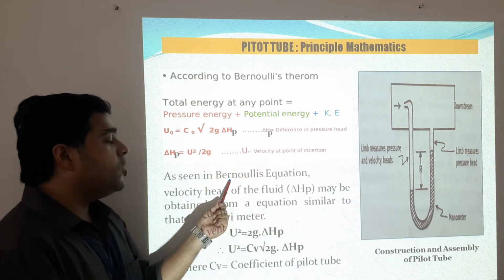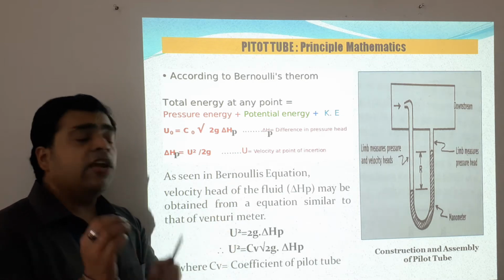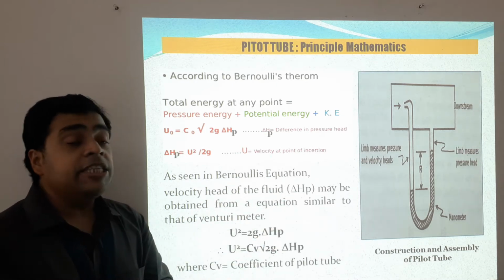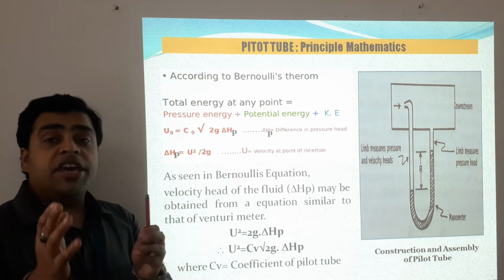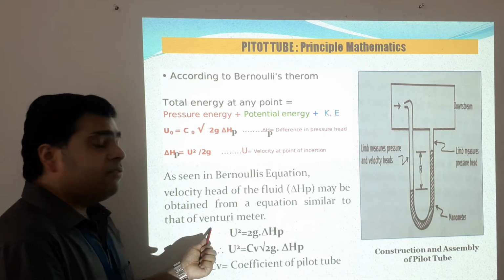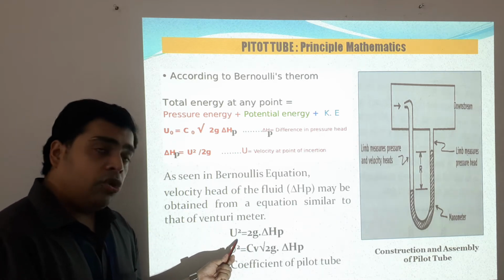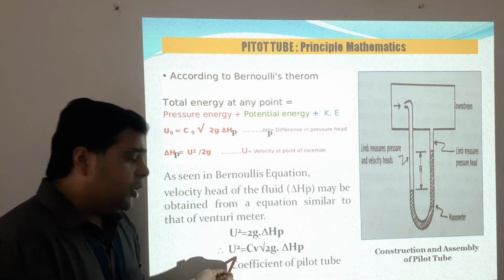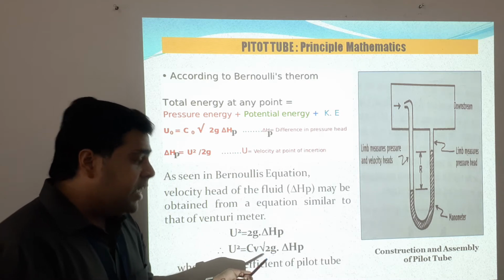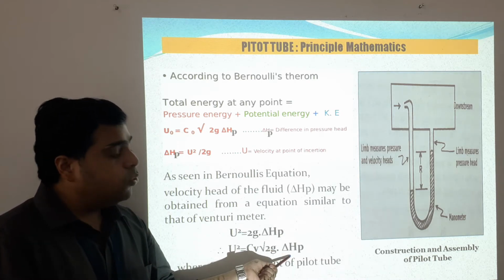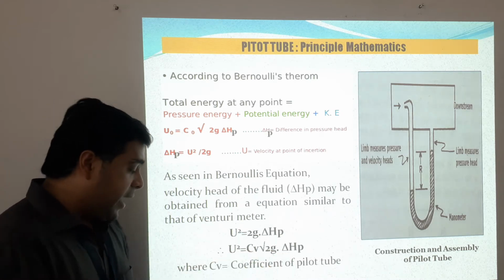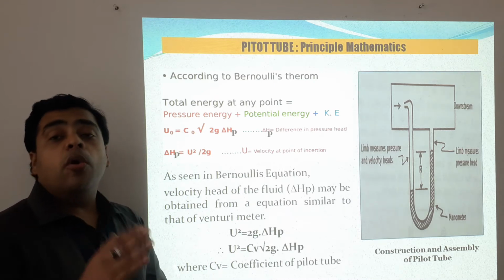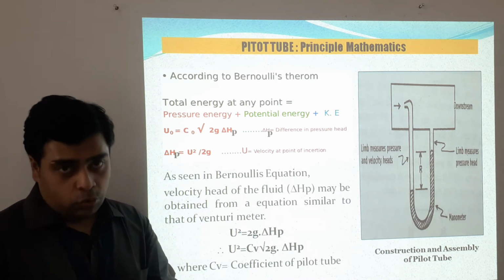As seen in Bernoulli's equation, the velocity head of the fluid, that is delta HP, may be obtained from an equation similar to that of the venturi meter, that is U squared is equal to 2g into delta HP, or U is equal to CV into root over 2g into root over delta HP, where this CV is the coefficient of the Pitot tube.